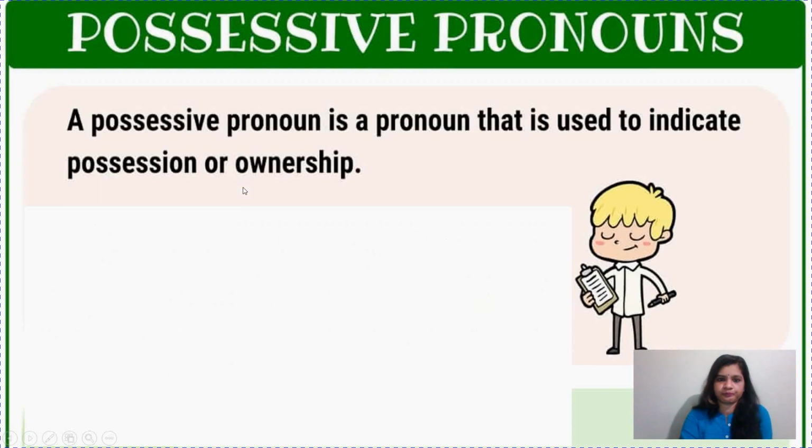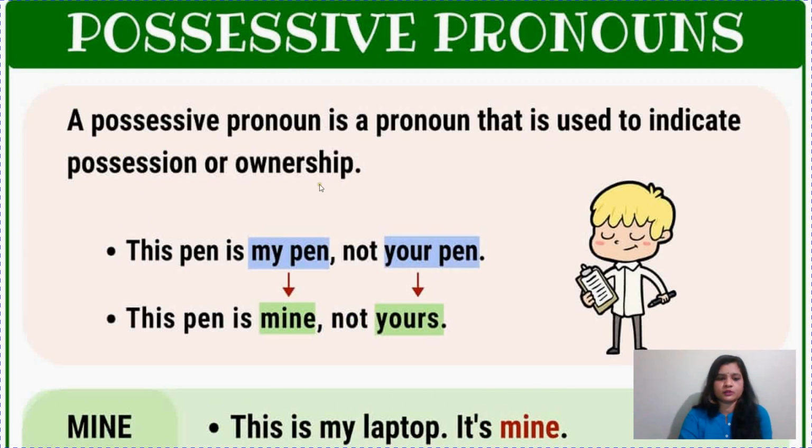Let's move on. Possessive pronoun. A possessive pronoun, children, from the word "possessive," you can understand that it is showing some ownership, belongingness or possession. So a possessive pronoun is a pronoun that is used to indicate possession or ownership. Let's say an example. Suppose I am writing, this pen is my pen, not your pen. Children, why write "my pen" again? Because you have already mentioned the pen. So this pen is mine. So "mine" will be a possessive pronoun.